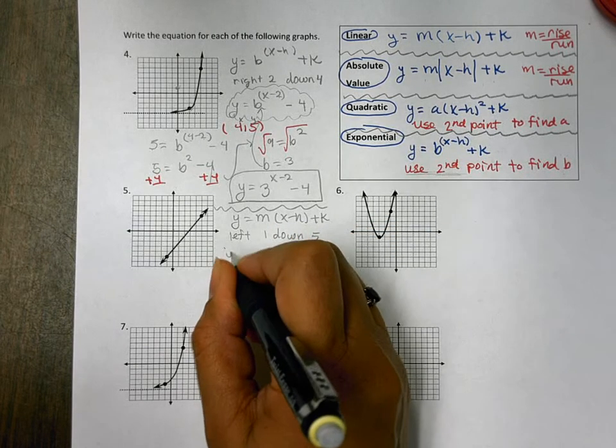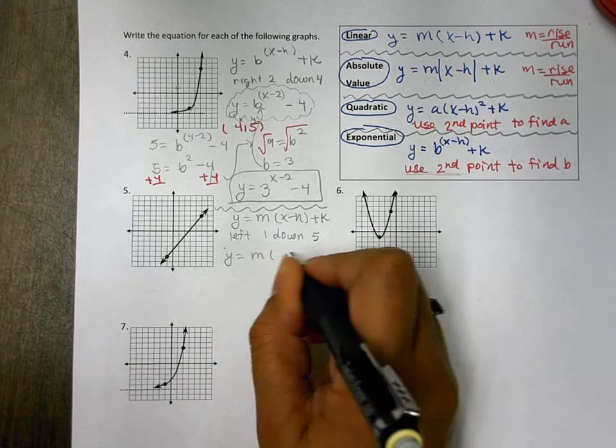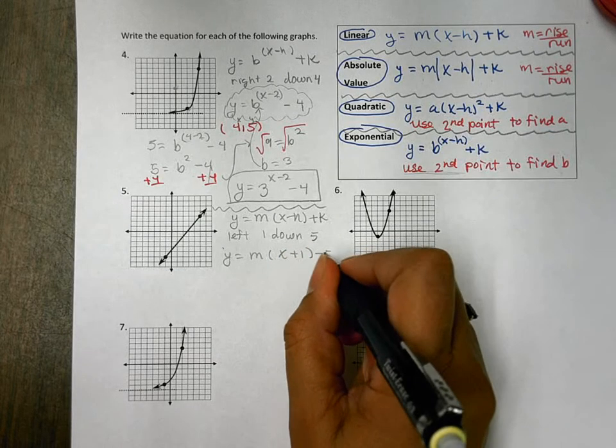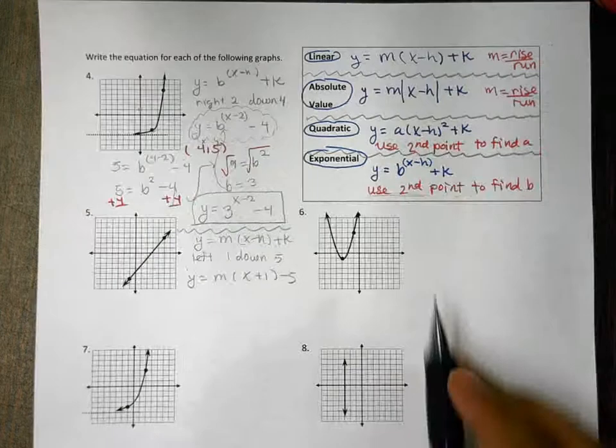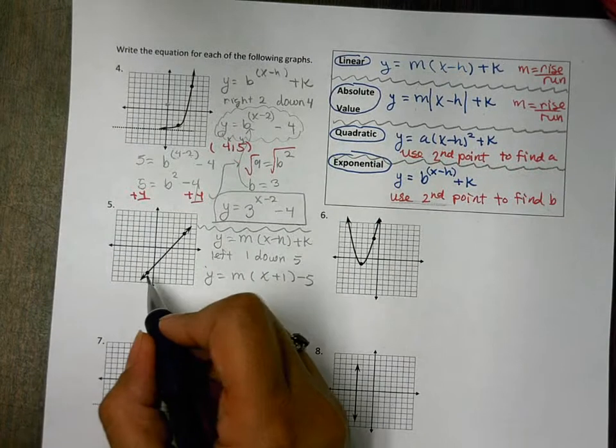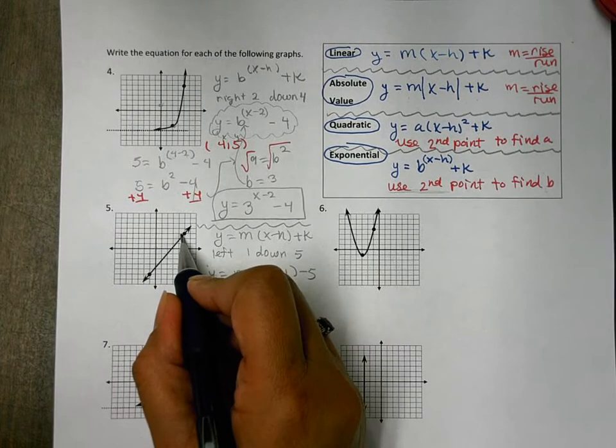So y equals m parentheses x plus 1 because it's left 1, down 5, so it's minus 5. And then a linear graph, I find the m by simply doing rise over run. So count your rise over run to this point here. Go ahead and do that now.